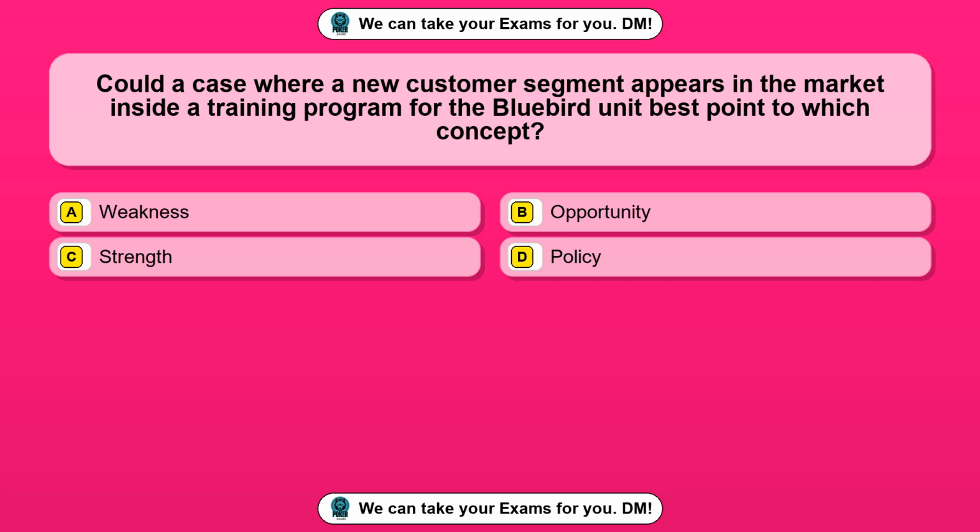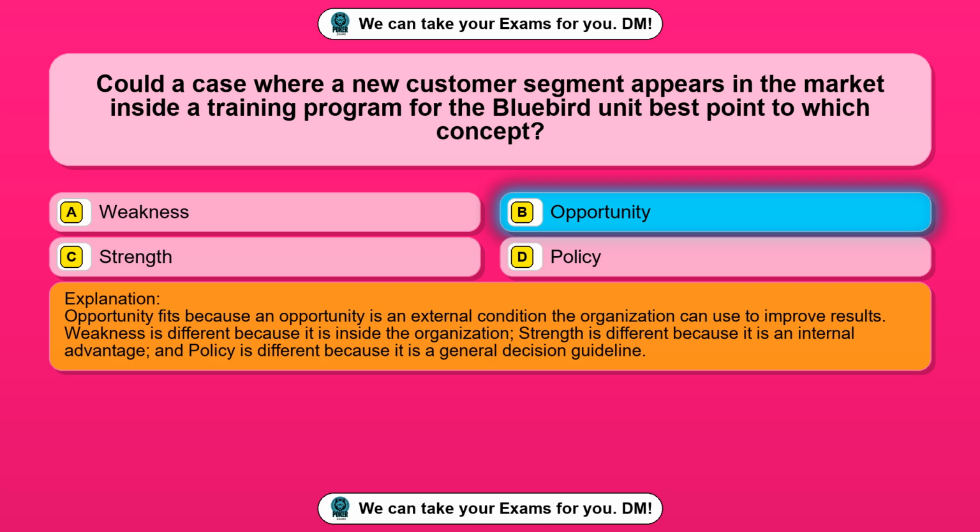Could a case where a new customer segment appears in the market inside a training program for the Bluebird unit best point to which concept? Option A, weakness. Option B, opportunity. Option C, strength. Option D, policy. The correct answer is option B, opportunity. Opportunity fits because an opportunity is an external condition the organization can use to improve results. Weakness is different because it is inside the organization, strength is different because it is an internal advantage, and policy is different because it is a general decision guideline.